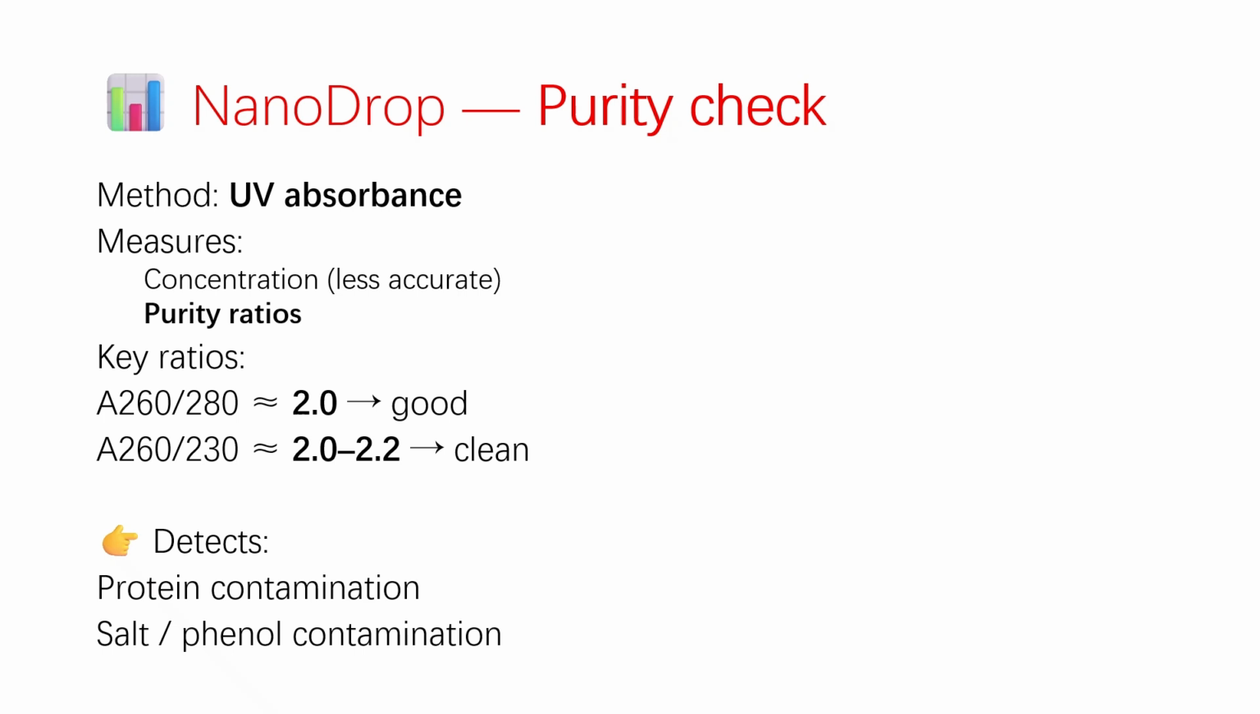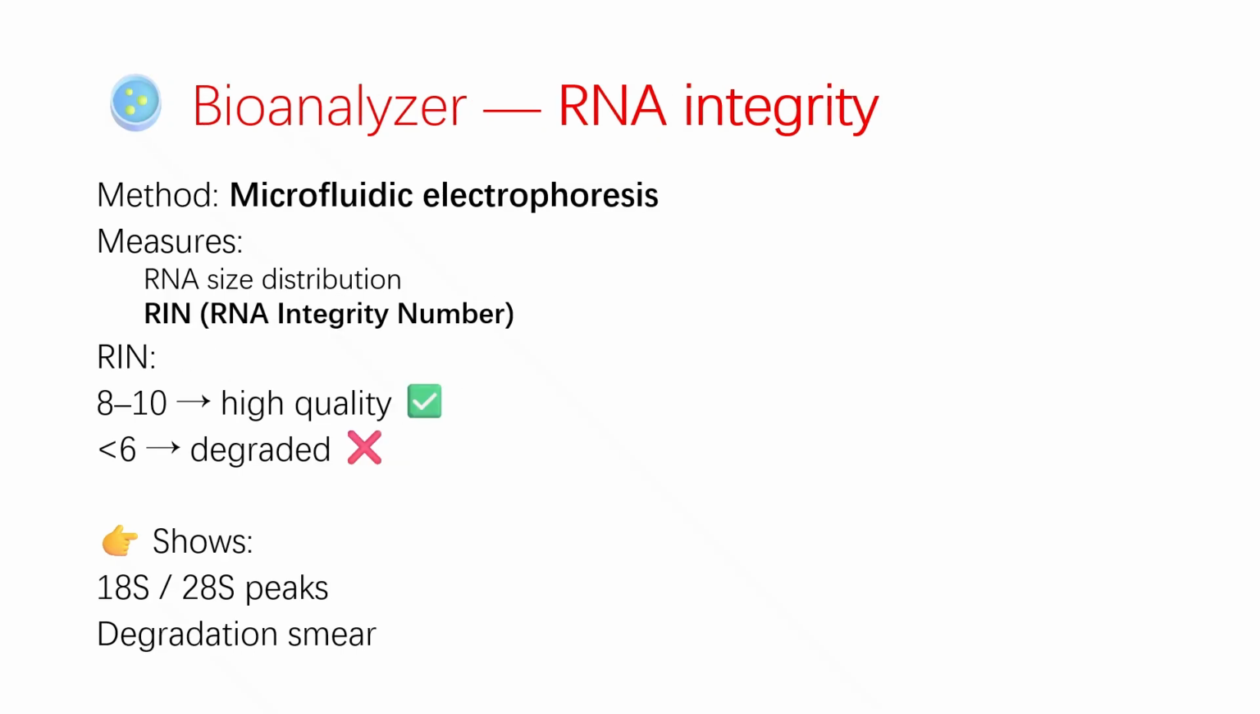NanoDrop measures absorbance to estimate nucleic acid concentration and, more importantly, assess sample purity. Key ratios like 260/280 tell you if proteins are contaminating your sample, while 260/230 indicates other contaminants like salts. It's fast and requires only a tiny volume, making it perfect for an initial quality check before moving to more accurate quantification.